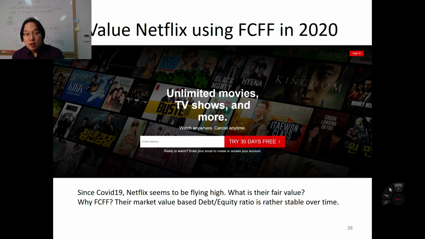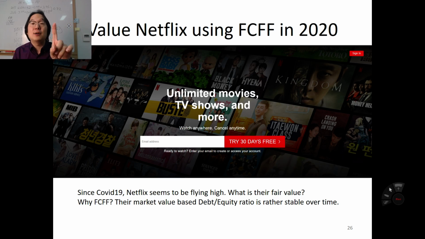So since COVID-19, Netflix seems to be flying high. Why? What is their fair value? We're going to use FCFF to value Netflix and determine whether to buy or sell. But this is not a full commitment.